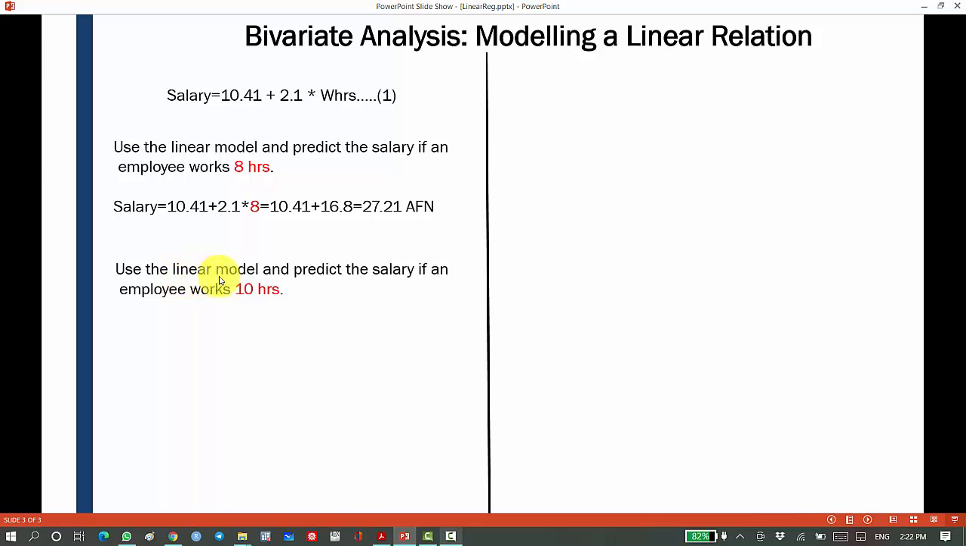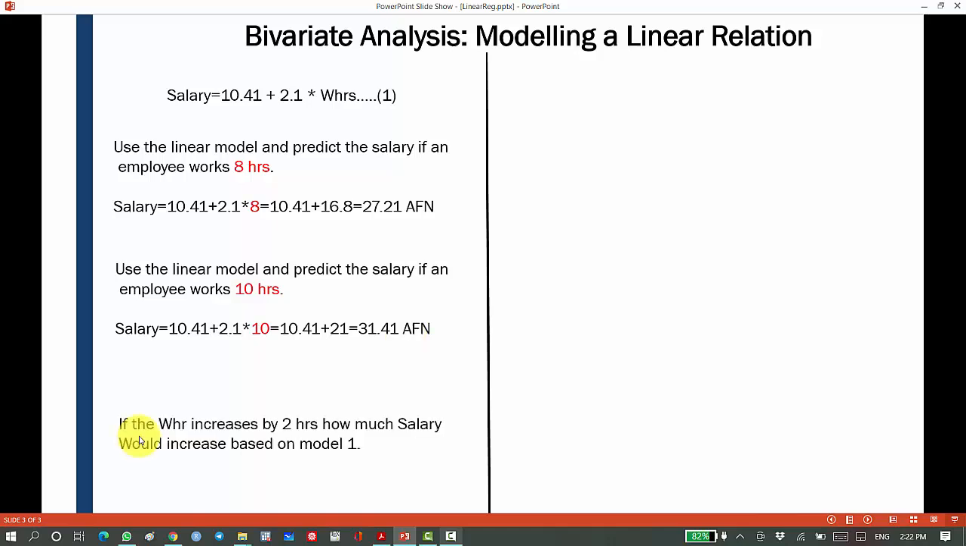Next, use this linear model and predict the salary if an employee works 10 hours. Again, we replace working hours by 10, and we get that the amount of salary corresponding to 10 hours is approximately 31,410. If the working hours increases by 2 hours, how much would the salary increase based on model 1, which is this linear model between salary and working hours?